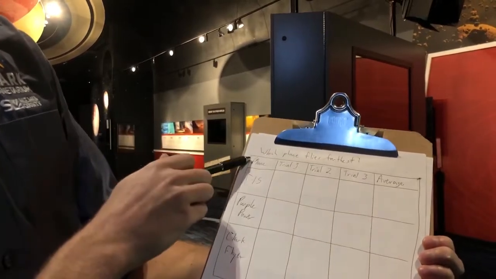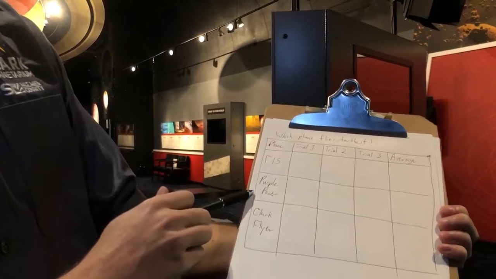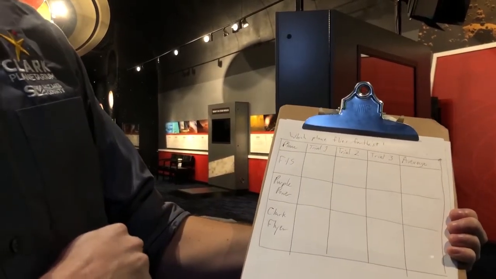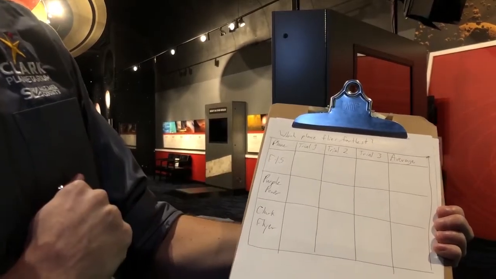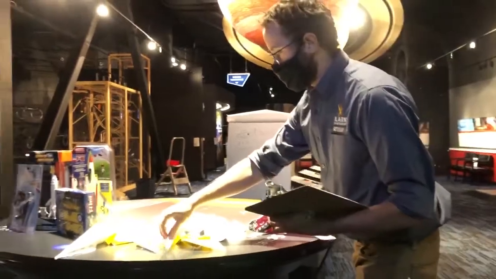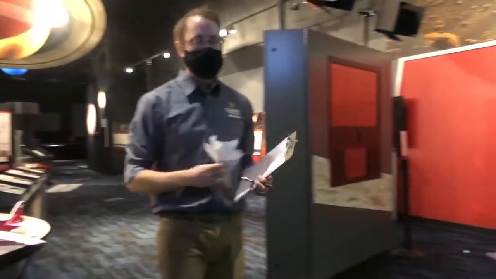Then have enough rows for each of the planes that you want to fly. Chris here has 3 planes that he's going to test today, and so he's got the names of those on the far left, and the rest of the table is set up for when we take our measurements. So grab your tables, the paper airplanes that you want to fly, and then find a nice long hallway where you're not going to run into people.